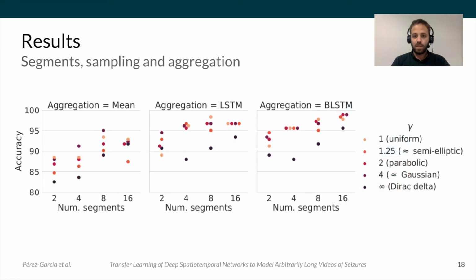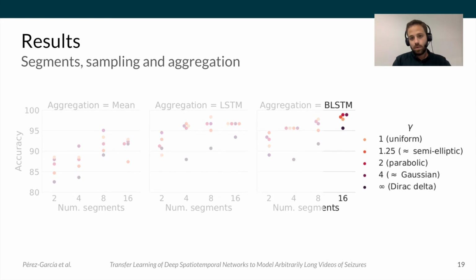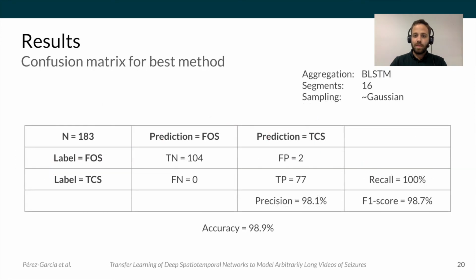And here are some results. The takeaways are that using recurrent neural networks is better than averaging the feature vectors. Using a larger number of segments is better, and sampling the snippets from the segments using a distribution that is dispersed is better than using the middle snippet. Our best model yielded an accuracy and an F1 score, or Dice score, of around 99%.